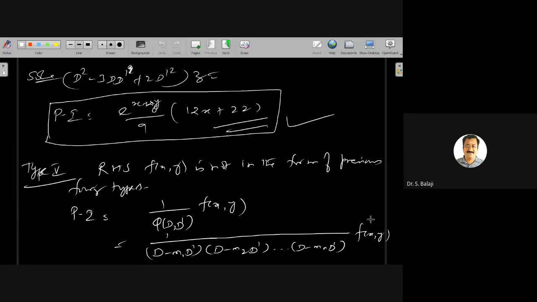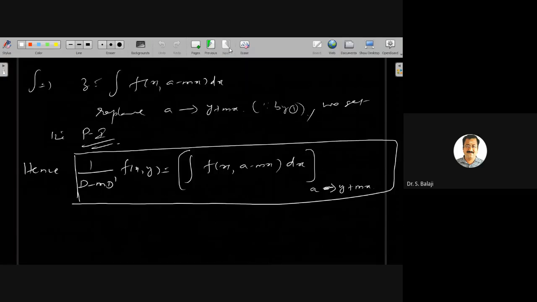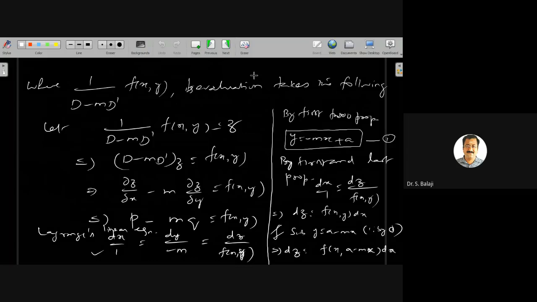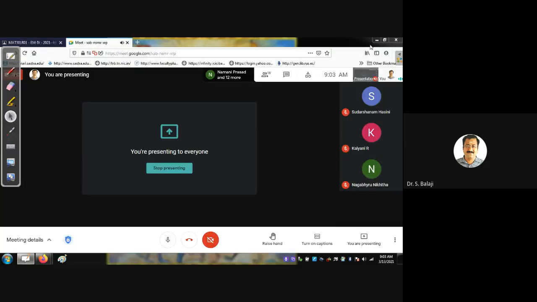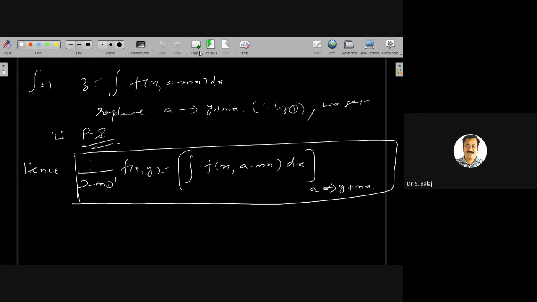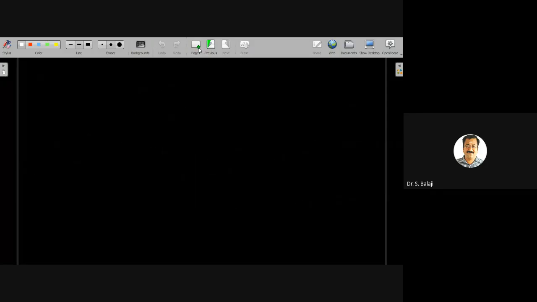If you operate on f of x comma y, just replace y by a minus mx. You have to remember this. Then after finally integrating, you have to replace a by y plus mx. I think all of you understand this idea in order to evaluate this. Right. Now we move on to some problems.